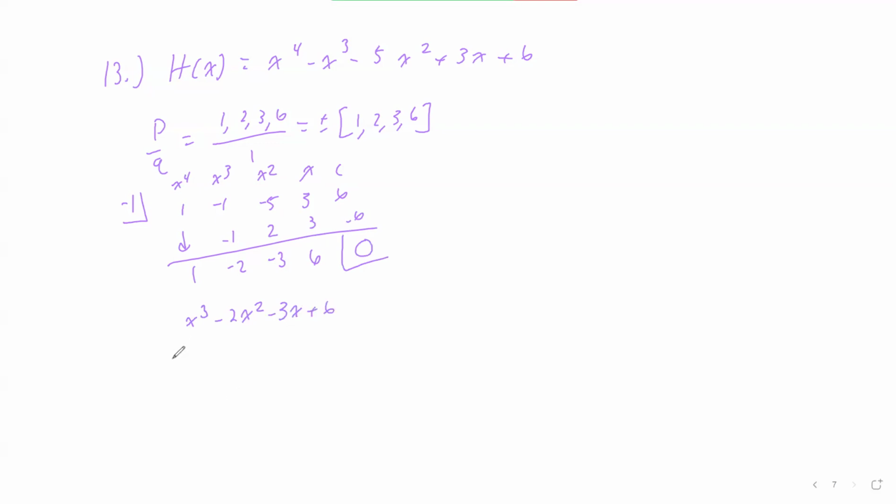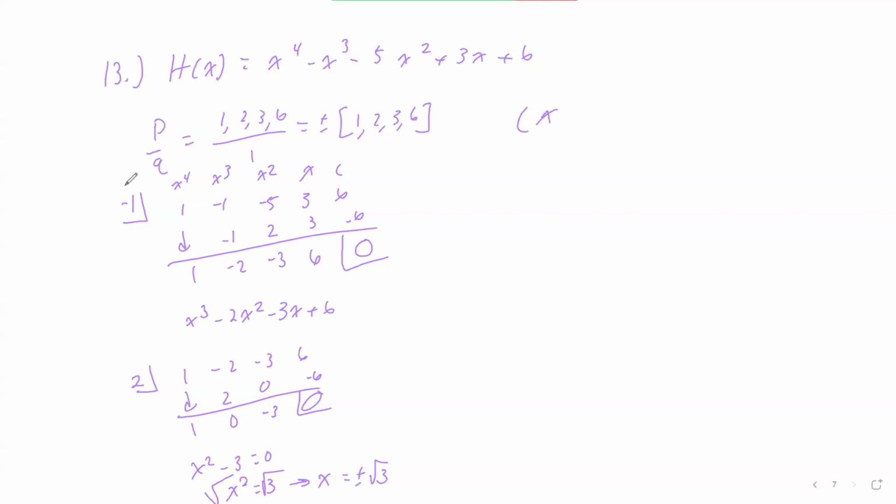And we'll try 2 next. So this will be 1, -2, -3, and 6. 2, 0, 0, -3, -6. So this gives me x squared minus 3 equals 0. Do we want to? Well, they want us to do that. So I'm going to go ahead and solve it and then just use that as my answers. So that'd be 3. So then that right there would mean that x equals plus or minus the square root of 3. So when I rewrite this, I want to write it as x plus 1, x minus 2. So those are my answers right there.